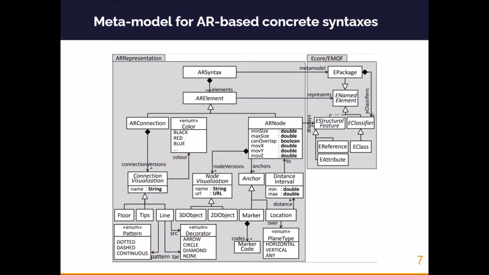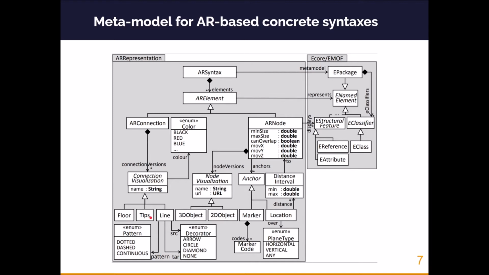Here is the metamodel for AR-based concrete syntaxes that we have implemented. A metamodel is another word for DSL, basically. In this metamodel, we have an AR node, which will have a 3D or 2D representation. This AR node will be anchored, so it will be placed at some location, either by an actual location or using a marker like a barcode or QR code. And this AR node can have AR connections between them, and this AR connection can be represented either on the floor.